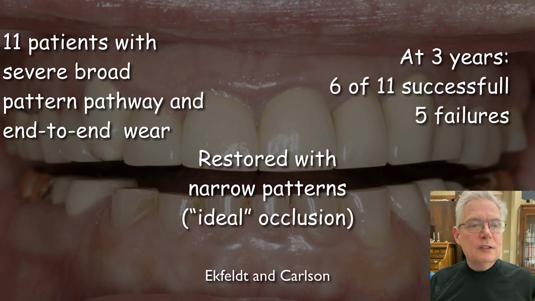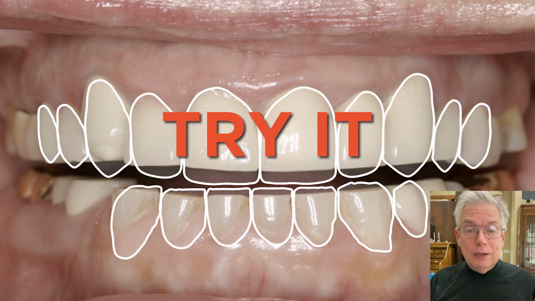11 patients, this is Eckerdal and Carlsson who did a study. Severe broad pattern pathway end-to-end wear. They restored them with narrow patterns, and at 3 years, 6 of 11 were successful. There were 5 failures. Now, 5 failures is a lot. Here's what that tells me. If I'm designing a case where I'm rebuilding an occlusion, I'm going to try that. I still start out with canine guidance, in other words, anterior guidance and anterior teeth. What happens if it doesn't work? You're going to see stuff happen. Your provisionals will move or chip.